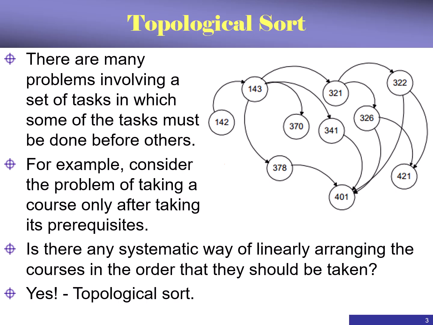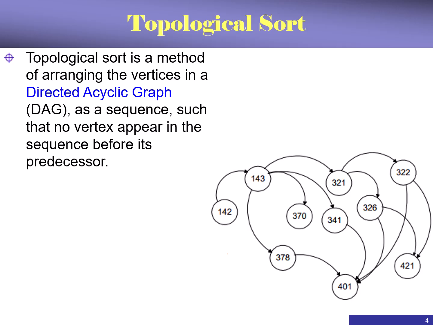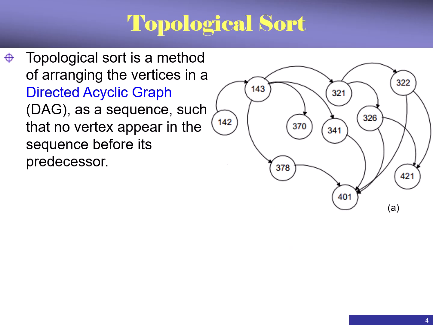We can convert them to a directed acyclic graph. So how do you do it? We are going to use topological sort. It's a method of arranging the vertices as a sequence so that no vertex appears in the sequence before its predecessor. The predecessor will come first and then the successor, so you won't have a vertex coming before its predecessor.